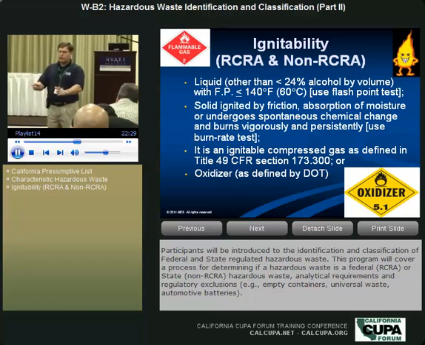It's D001. It's not a liquid, doesn't have a flash point, but it's an ignitable waste. Absorption of moisture or undergoes spontaneous chemical change. Okay, absorption of moisture.